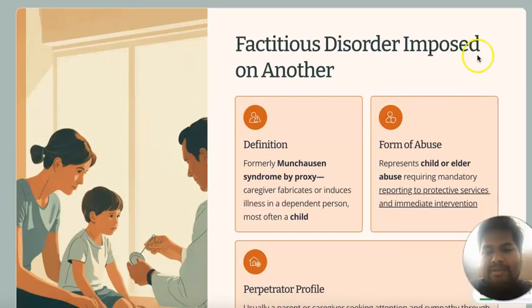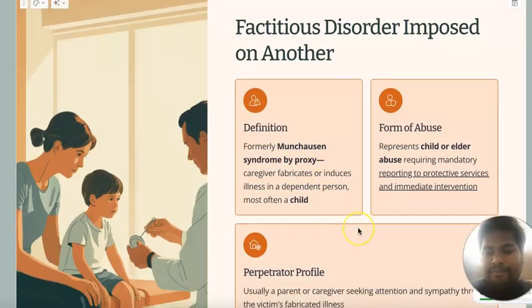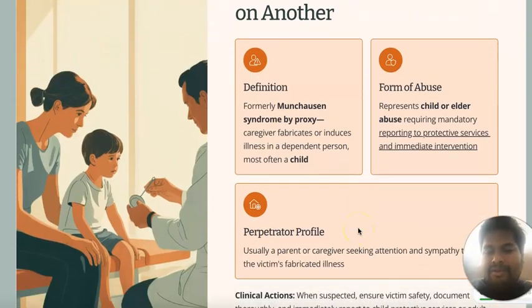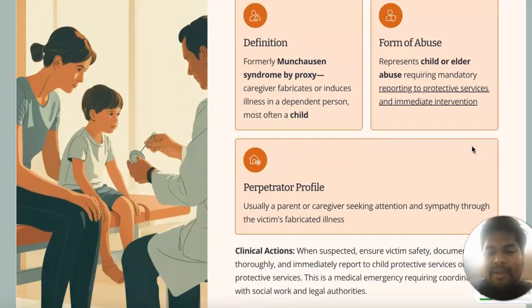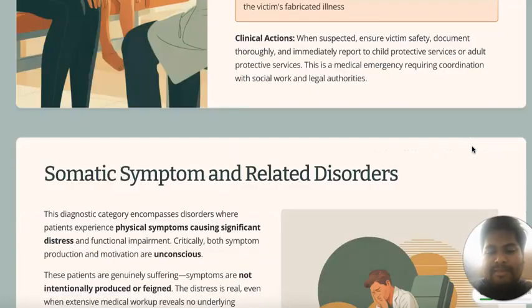Now, if the factitious disorder is imposed on another, especially a child or elderly person, then we call it Munchausen syndrome by proxy. Okay, if it's on another, then it's Munchausen syndrome by proxy. So in this case, you must really report to the protective services, like child protective services or adult protective services, immediately, because the person is not just harming herself or himself, but is harming other people. Okay, and yeah, this is important here.